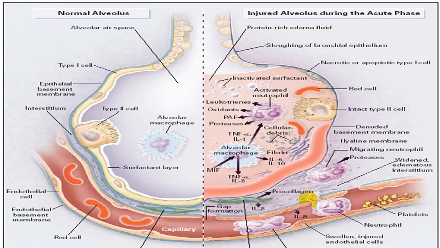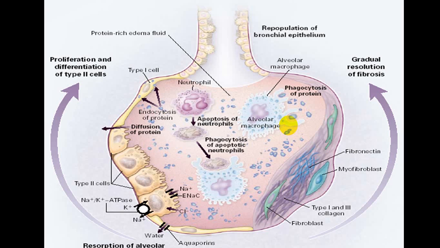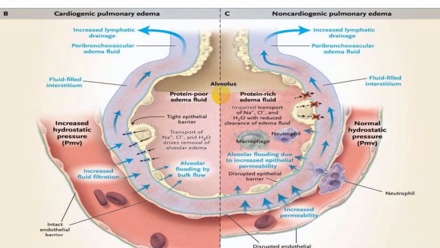This is a slide which is showing you in detail what are the chemical mediators which are taking part. If you are interested, you can go through it at your leisure time. This is normal, what is happening in a normal person. This is what is happening in a person with ARDS. This is showing you further stages, reabsorption stages.